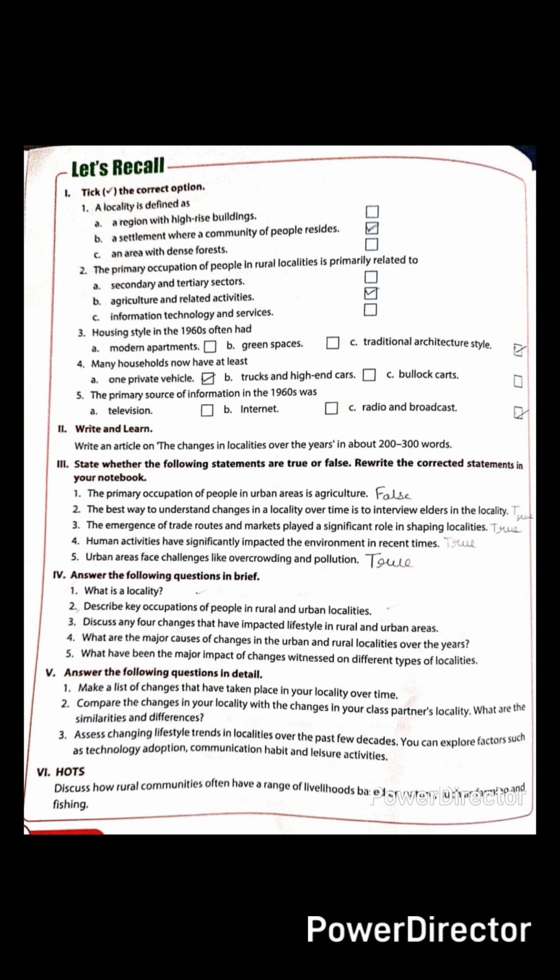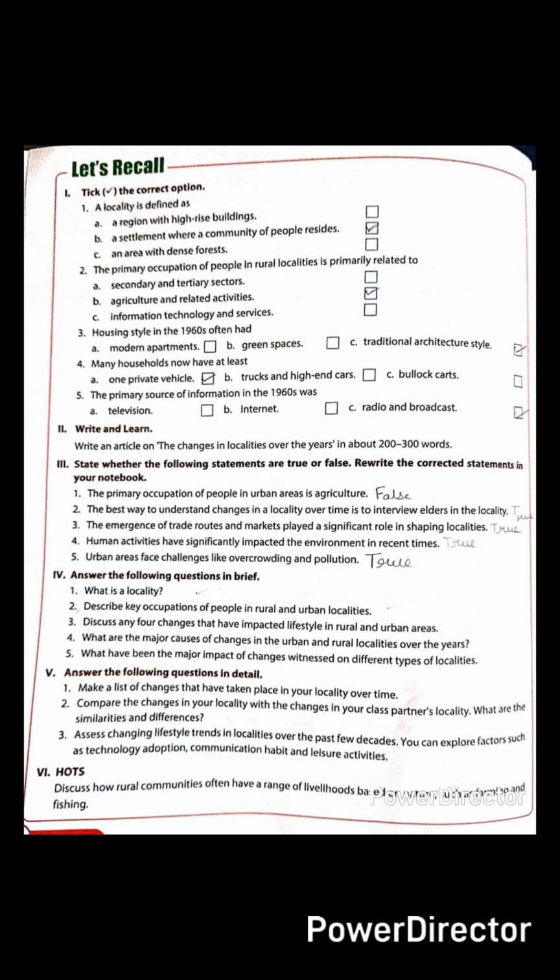The primary occupation of people in urban areas is agriculture. False. The best way to understand changes in the locality over time is to interview elders in the locality. True. The emergence of trade routes and markets played a significant role in shaping localities. True. Human activities have significantly impacted the environment in recent times. True. Urban areas face challenges like overcrowding and pollution. True. Answer the following questions.